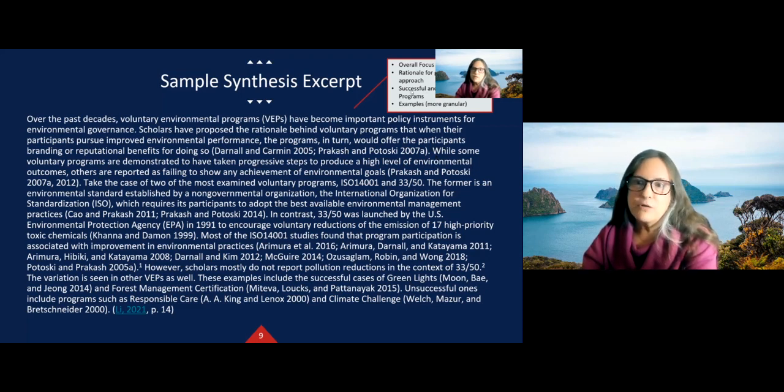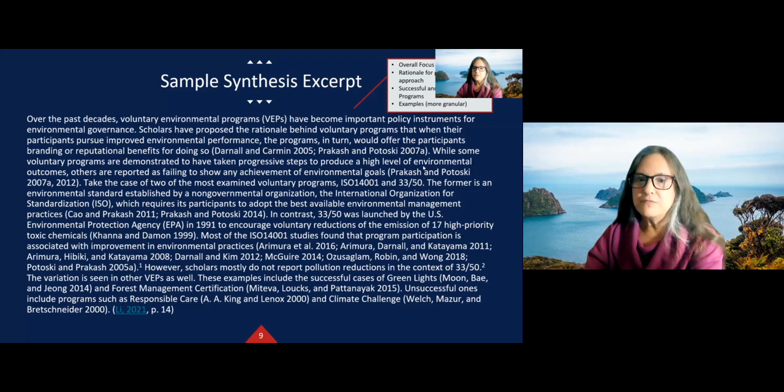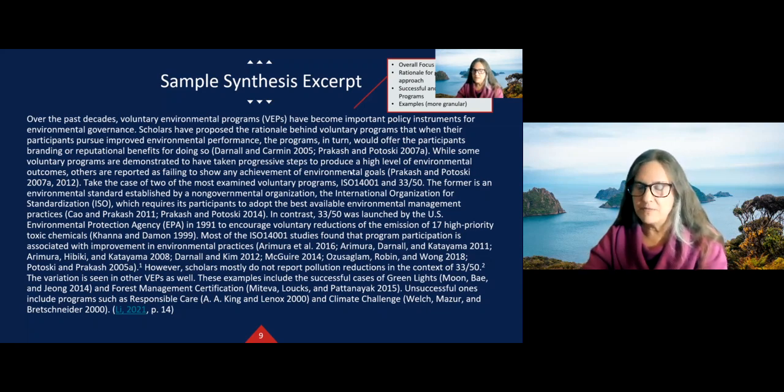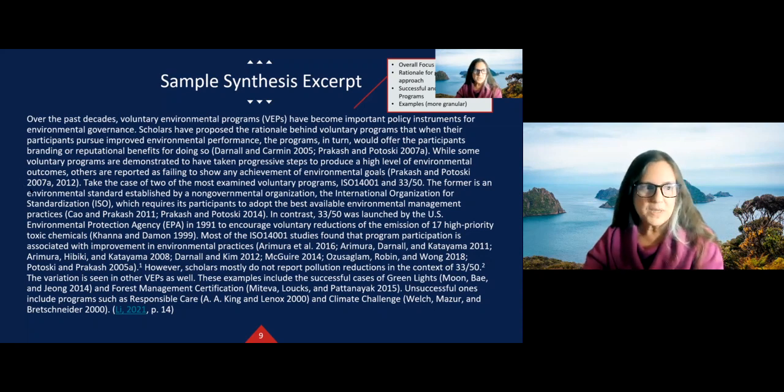They then break it down a little further into discussion of successful and unsuccessful programs. And so here we've got, while some voluntary programs are demonstrated to have taken progressive steps to produce a high level of environmental outcomes, others are reported as failing to show any achievement of environmental goals. And here we have the same two authors, but two different articles or studies that they've done.